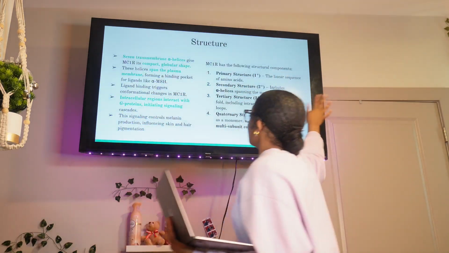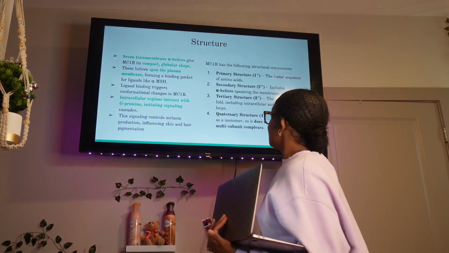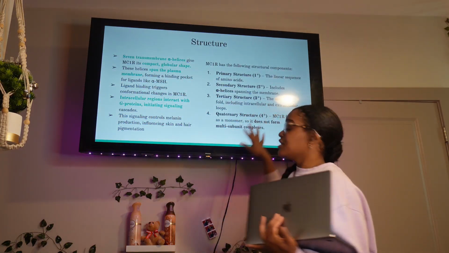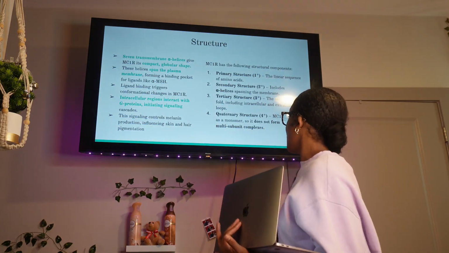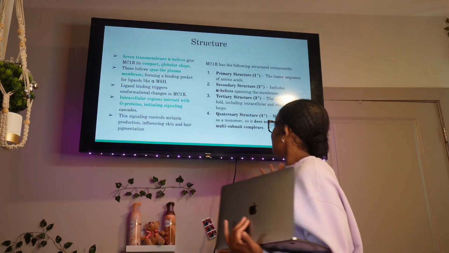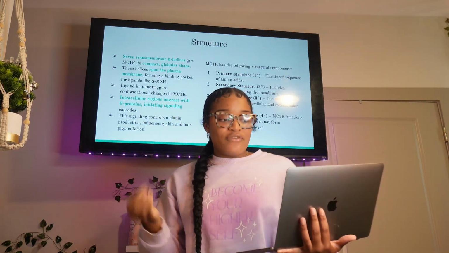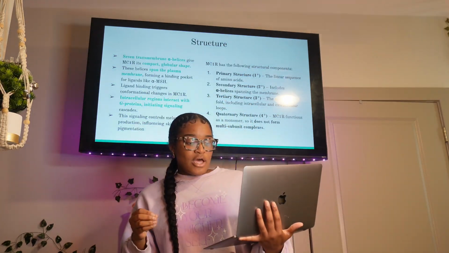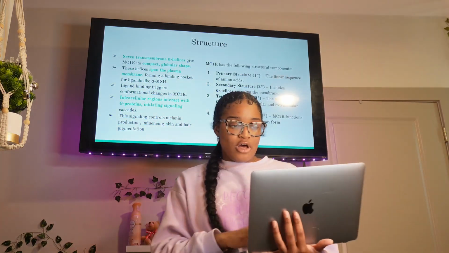So in terms of the structural levels, the primary structure is the linear sequence of amino acids. The secondary structure is those alpha helices between the transmembrane that I was discussing. And the tertiary structure is a 3D fold that folds the plasma membrane into the globular shape. However, MC1R functions as a monomer, so it does not form multi-subunit complexes.